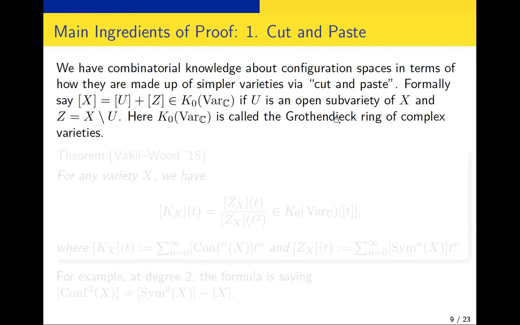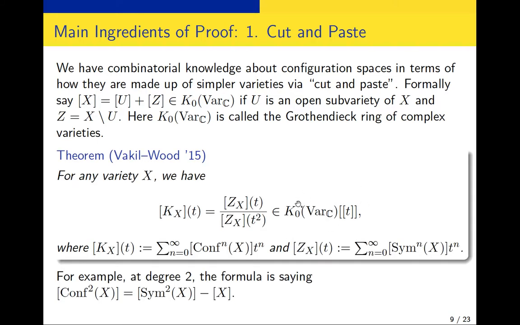By being made up of simpler varieties, we mean that we decompose them into locally closed subvarieties this way: an open one plus a closed one is equal to the whole space. And we use the bracket to denote it. So here the abelian group K0 Var C is called the Grothendieck ring, and this is precisely the place to encode the cut and paste data.